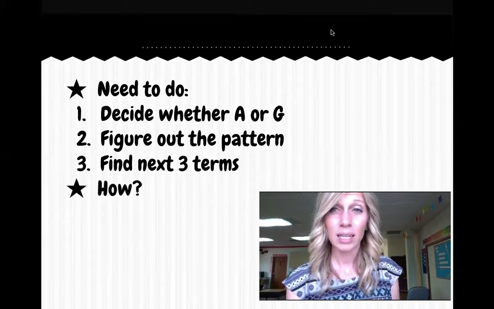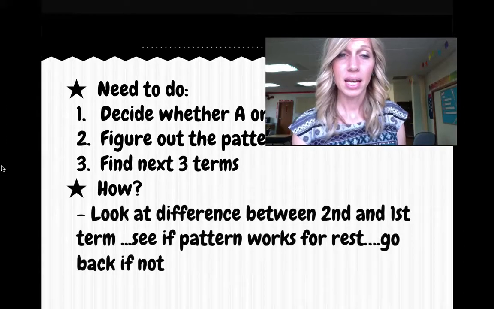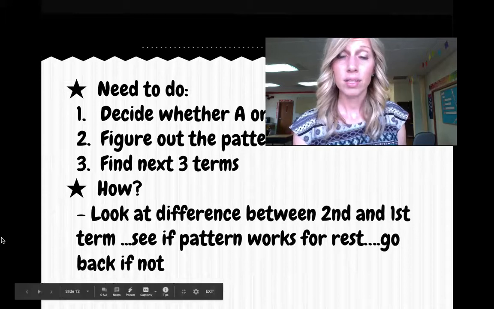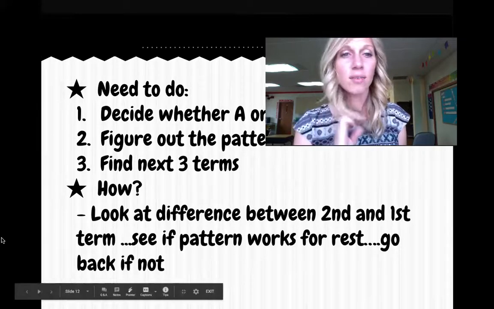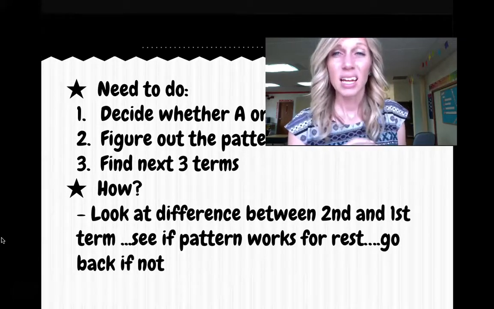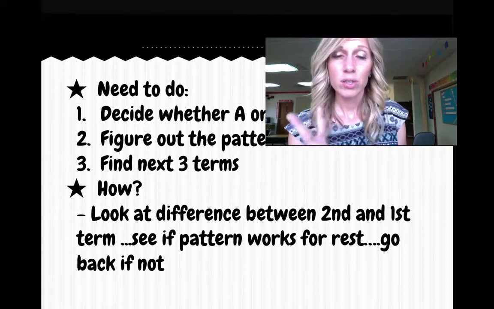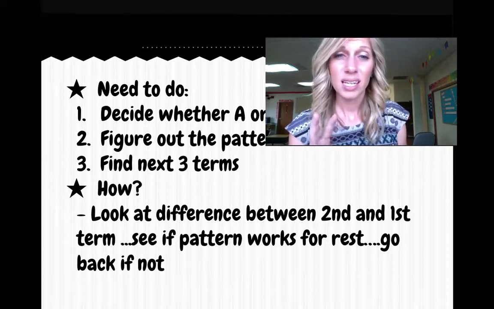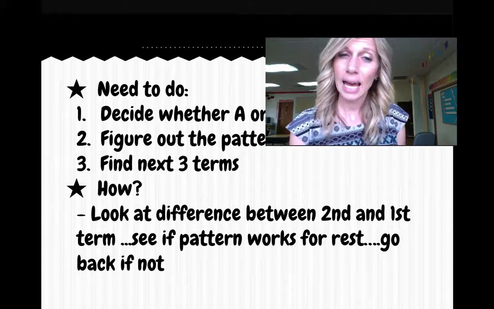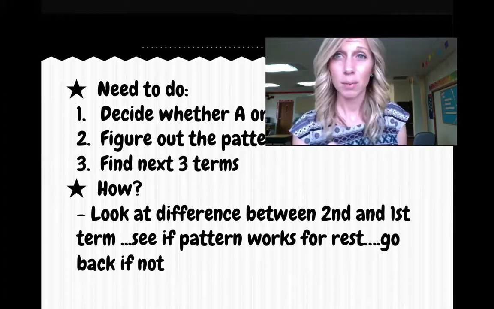Here is how you are going to want to do that. It says to look at the difference between the second and the first term. So when you look at the first 2 numbers, you're going to first see, what do I have to add in order to get from number 1 to number 2?